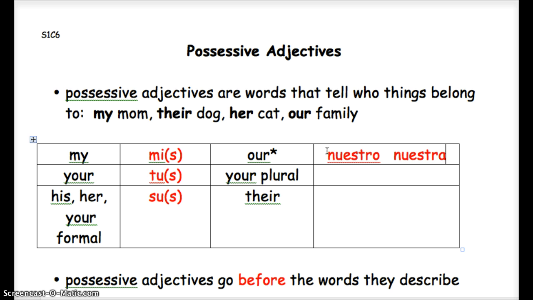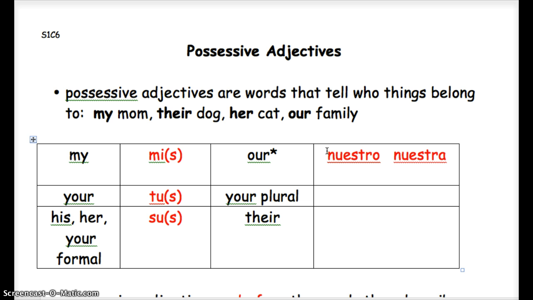Nuestra familia, our family. Now if you're talking about more than one thing, and those things are masculine, nuestros. Our brothers, nuestros hermanos. If you're talking about more than one thing that is ours, and it's feminine, nuestras. Our sisters, nuestras hermanas.